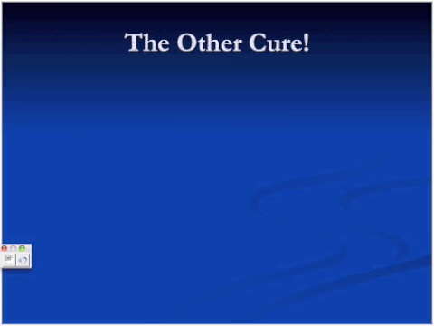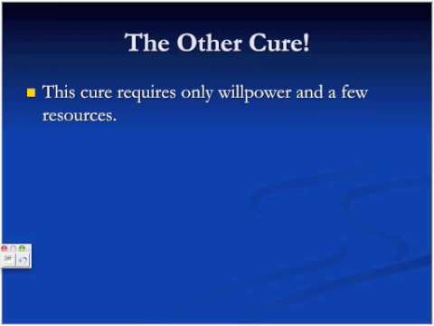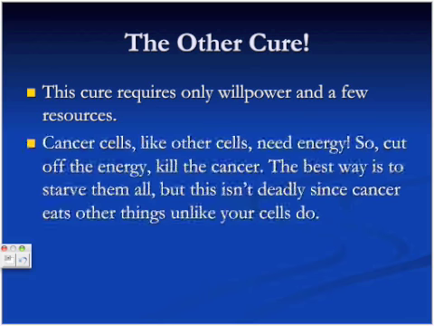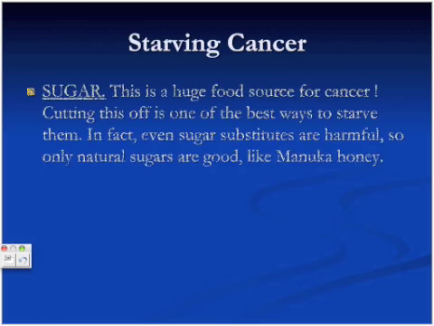Now, there is one other cure that only requires willpower and some resources. Cancer cells, like other cells, need energy because they live. So, cut off the energy, you kill the cancer. The best way is to starve them all, but this isn't deadly to you since your body cells eat other things than what cancer cells eat. Now, starving cancer. This is the most important one. Sugar. Cut off the sugar and kill cancer, but yeah, sugar's amazingly hard to stop.